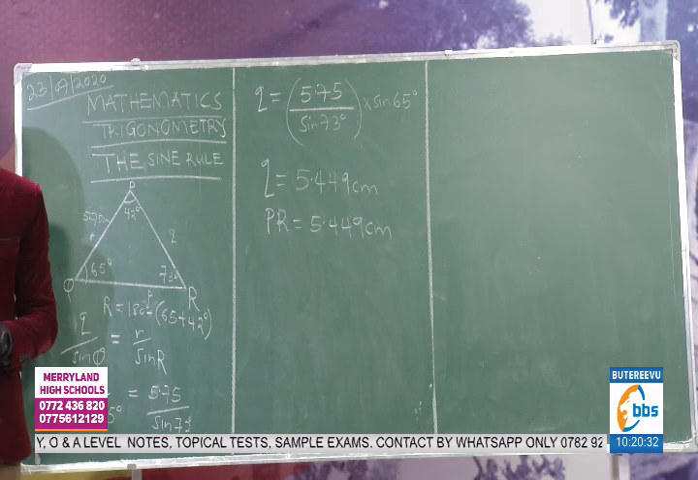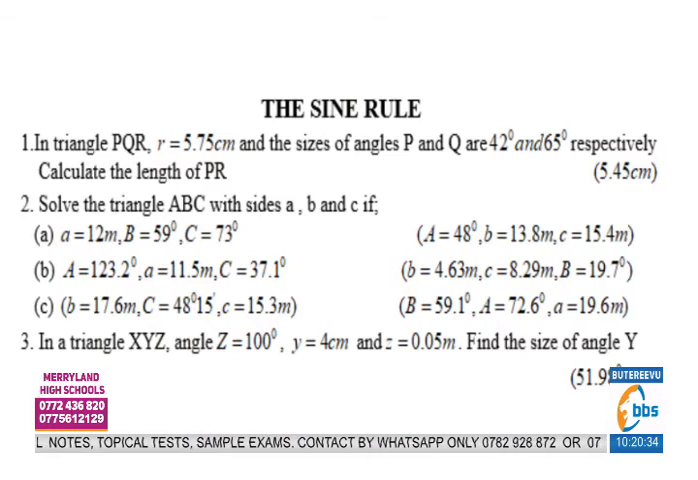Let's go back to those questions and see. Look at, we also have number 2. Now number 2 is telling us to solve the triangle ABC with sides A, B, and C. In part A we have that A is 12 meters. Solving means you have to get everything that is missing, get all the sides, and also get all the angles.